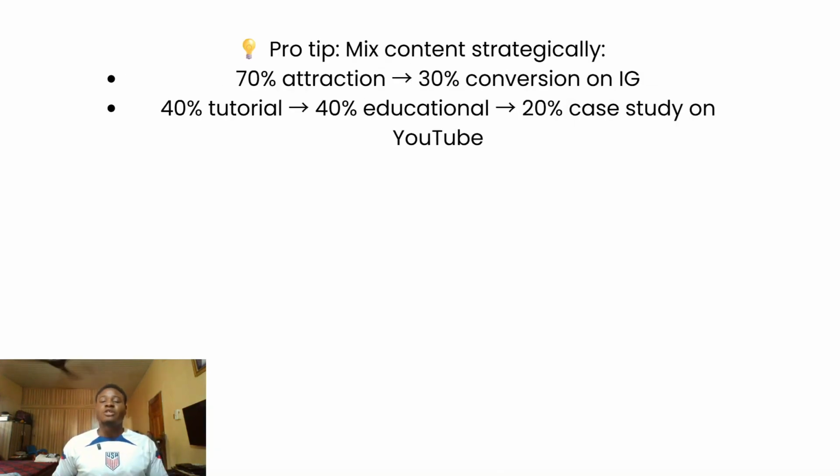Next, you need to know how to mix your content strategically. So on YouTube, it's a 40-40-20 split. 40% of your content will be tutorials, another 40% should be educational, and another 20% should be case studies. For Instagram, 70% attraction-based content, and then 30% conversion-based content.